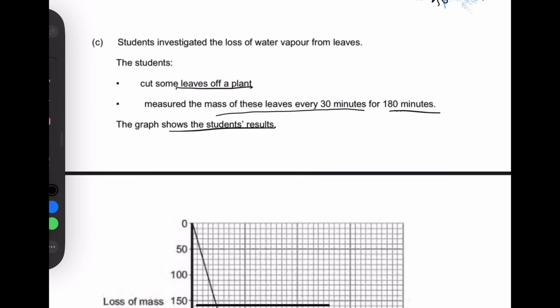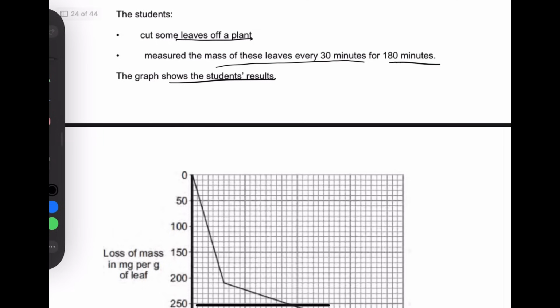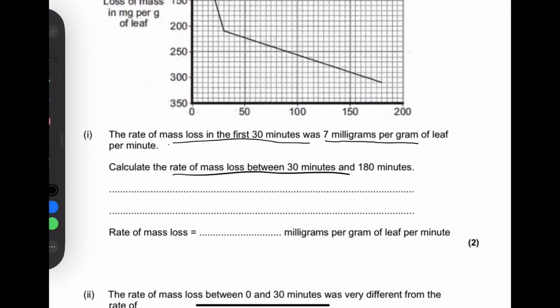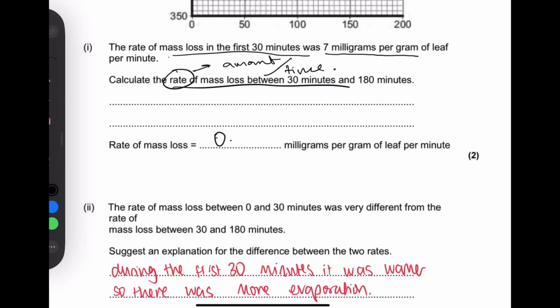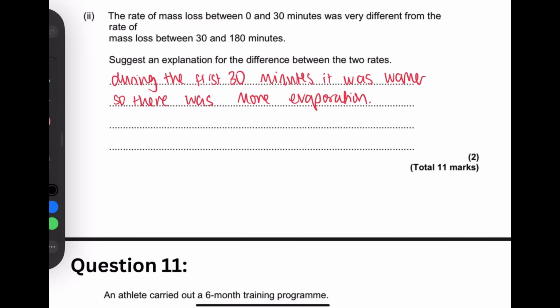So C, students investigated the loss of water vapor from leaves. The student cut up some leaf and measured the mass every 30 minutes, up to 180. The mass of water lost in the first 30 minutes was 7, and we calculate the rate. So what is rate? Rate is amount over time, 0.67. So 2i, the rate of mass lost between 0 and 30 minutes was very different from the mass lost between 30 and 180. So we need an explanation for the difference between the 2 rates.